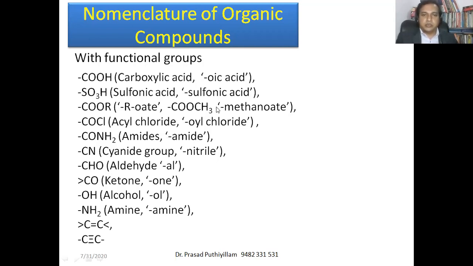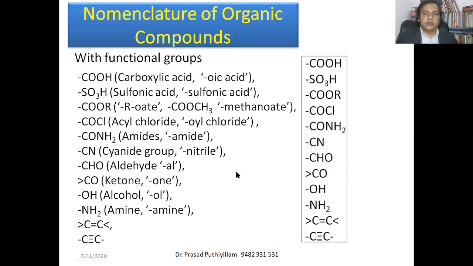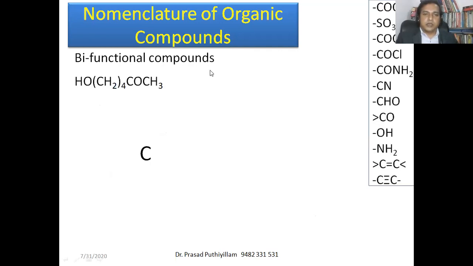Okay, these are the suffixes, and this is the order of arrangement, or order of priority. Priority should always be given to COOH, then SO3H, then COOR, then COCl, like that. If two different functional groups are there, you should remember this priority order. Let us take an example of a bifunctional compound. A compound is given here.